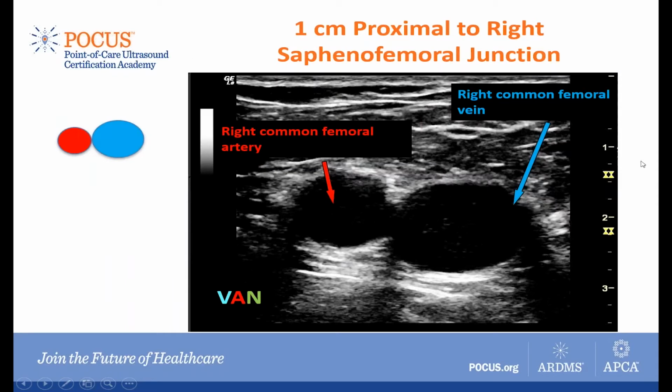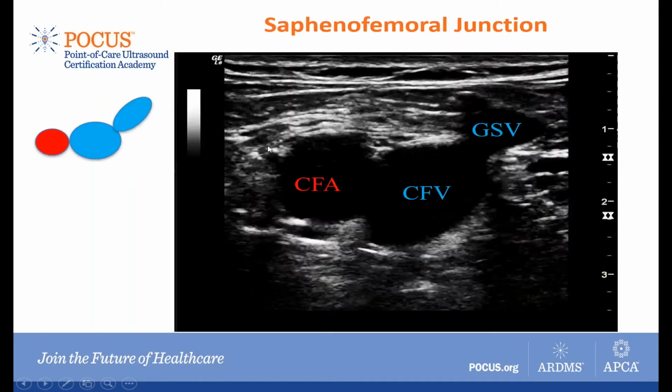Here you can see this is just below the inguinal ligament, and before the point of bifurcation, or before the point where the long saphenous, or the greater saphenous, is going to meet it, and we have the right common femoral vein and the right common femoral artery on this side. Probe marker is pointing to the patient's right side. And we have this relationship to remember, VAN: vein being the most medial, and then we have the artery and then the nerve in the femoral region.